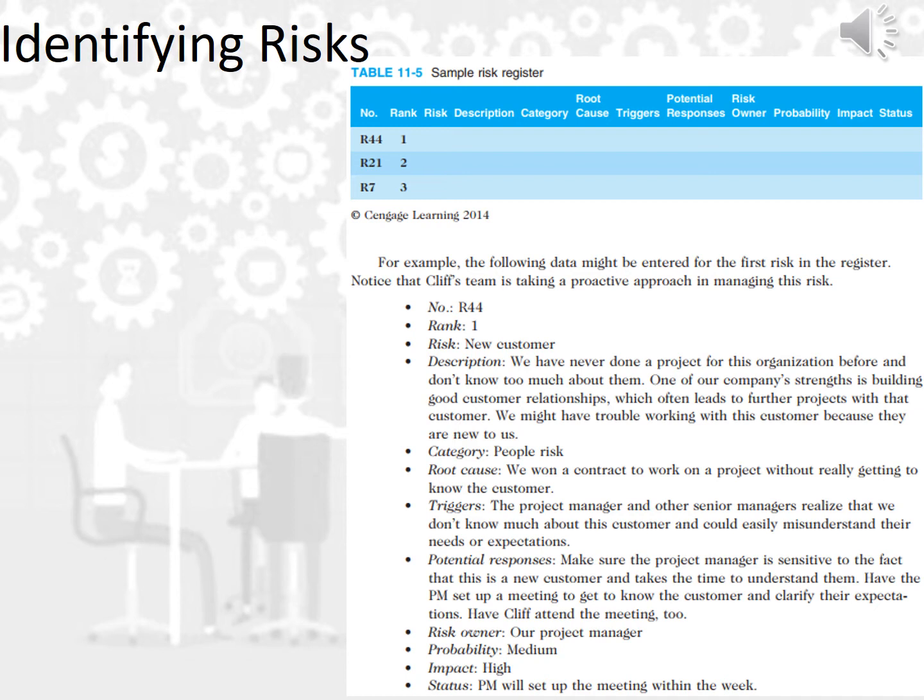In the number column they wrote R44. The rank of that risk is 1. The risk is a new customer. So we have a new customer in the system. That's why they put the rank this way. The description here: we have never done a project for this organization before, and we don't know too much about them. So the company is trying to do a project for a certain organization, but they consider them a new customer since they didn't do any project previously.